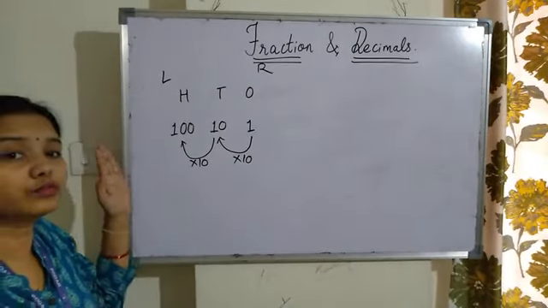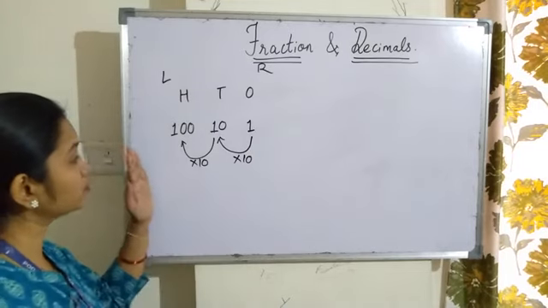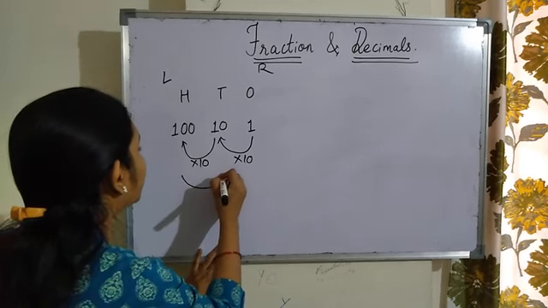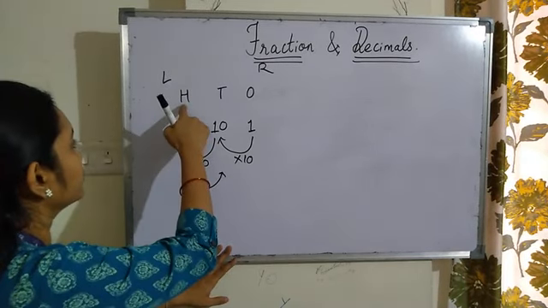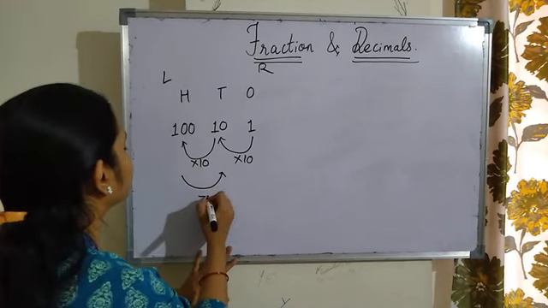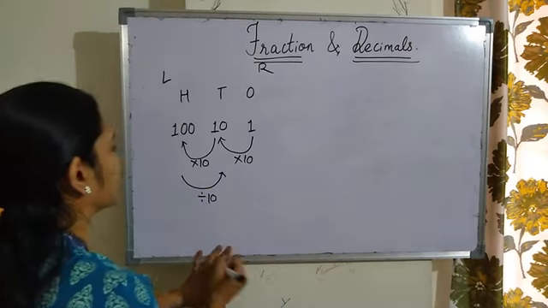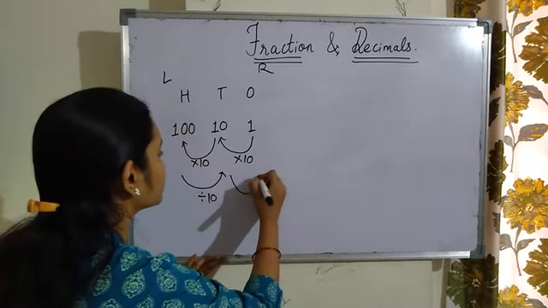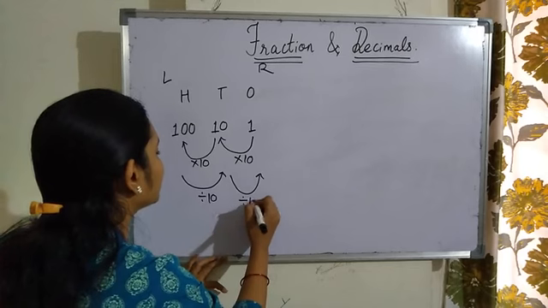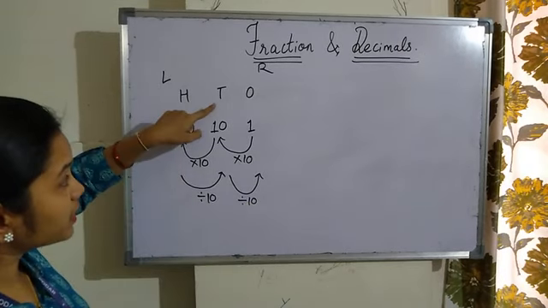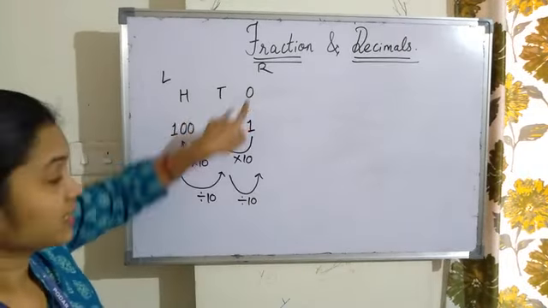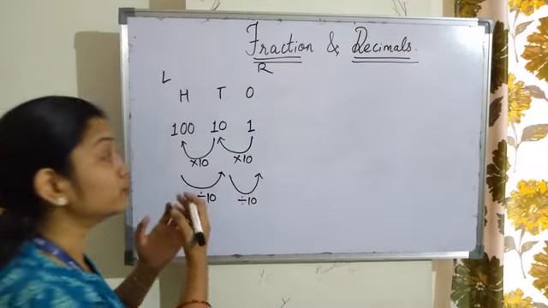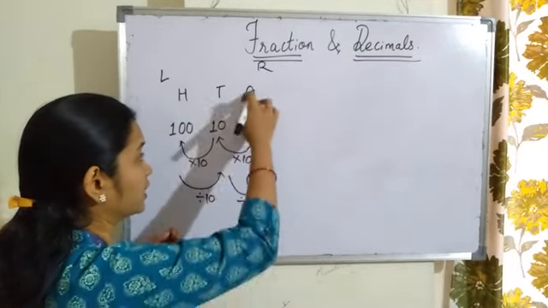What if now I want to move from left to right? If I want to move from left to right, I have to divide 100 by 10. If I am moving from 100 to tens, I will divide it by 10. Again, if I want to move from tens to ones, I will divide it by 10.